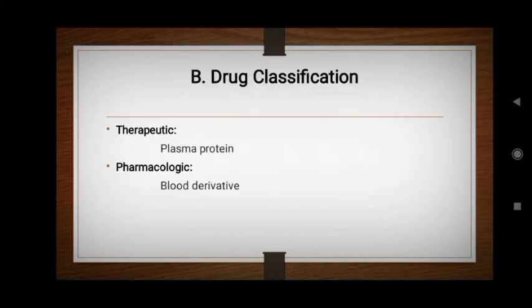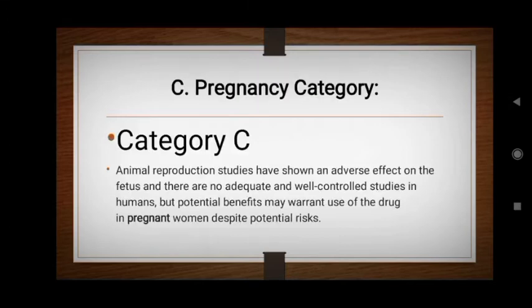For drug classification, in therapeutic, I am plasma protein. For pharmacologic, I am a blood derivative. For pregnancy category, it's category C. Animal reproduction studies have shown an adverse effect on fetus, and there are no adequate and well-controlled studies in humans. But potential benefits may warrant use of the drug in pregnant women despite potential risk.